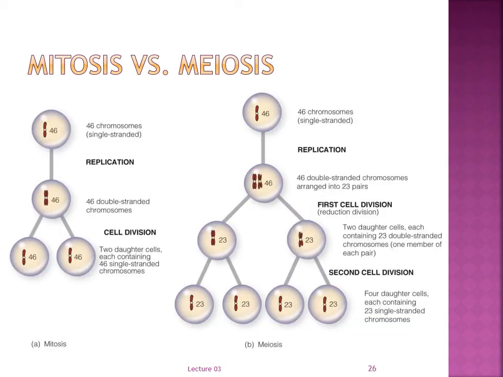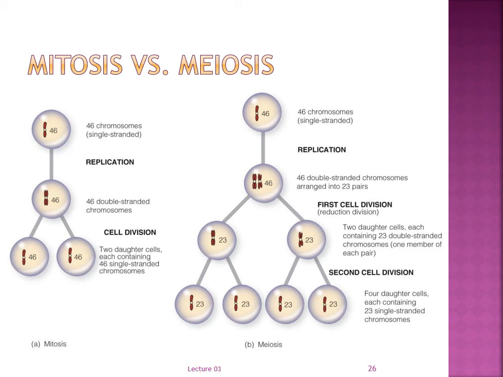But how do gametes get only half as much DNA as somatic cells? Well, that's the result of meiosis, cell division resulting in gametes. The textbook does a good job of describing the differences between mitosis and meiosis, but I'll just point out the basic difference here. In mitosis, the DNA replicates once and the cell divides once. In meiosis, the DNA replicates once, but the cell divides twice.